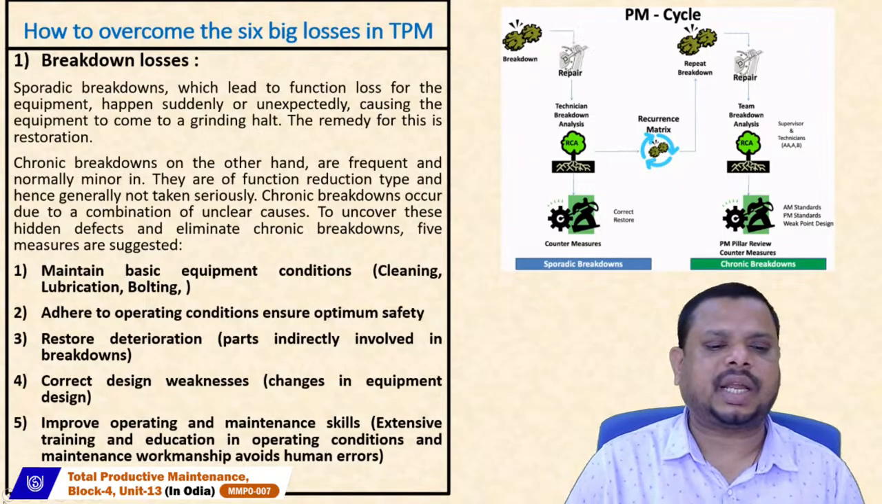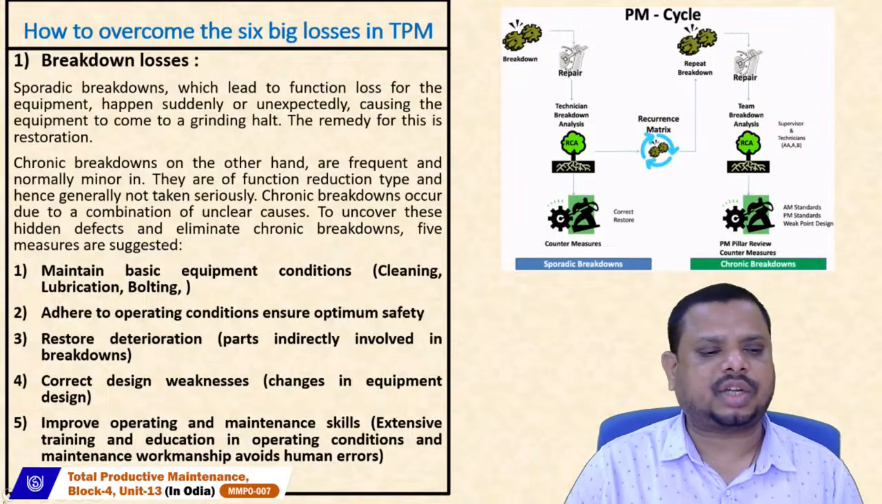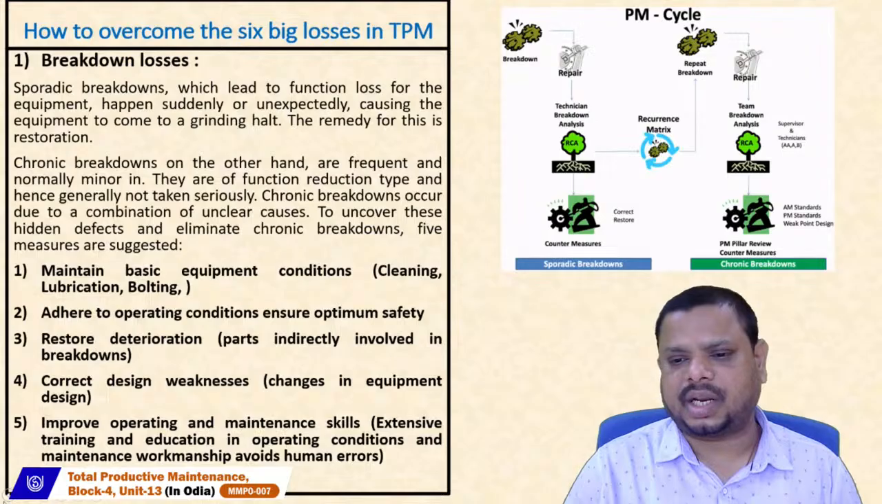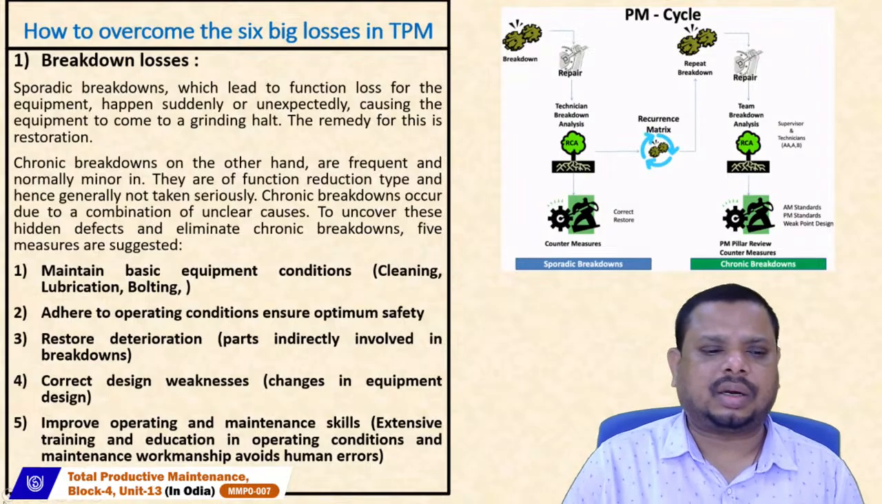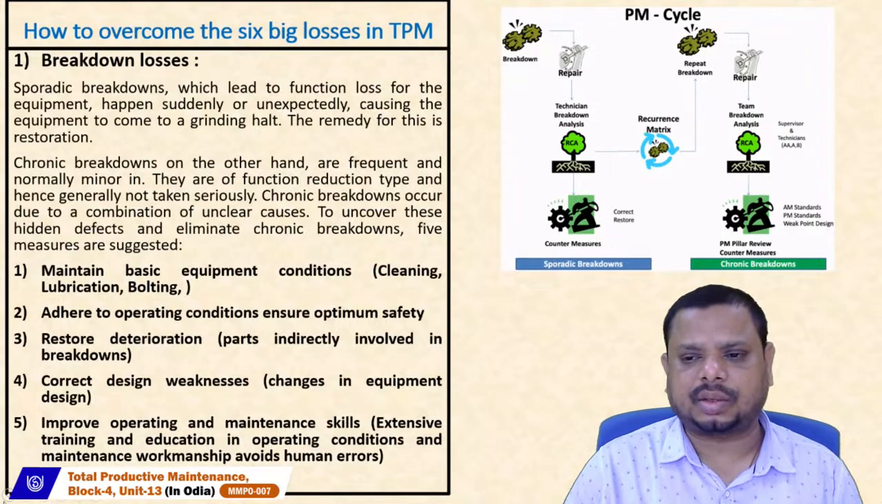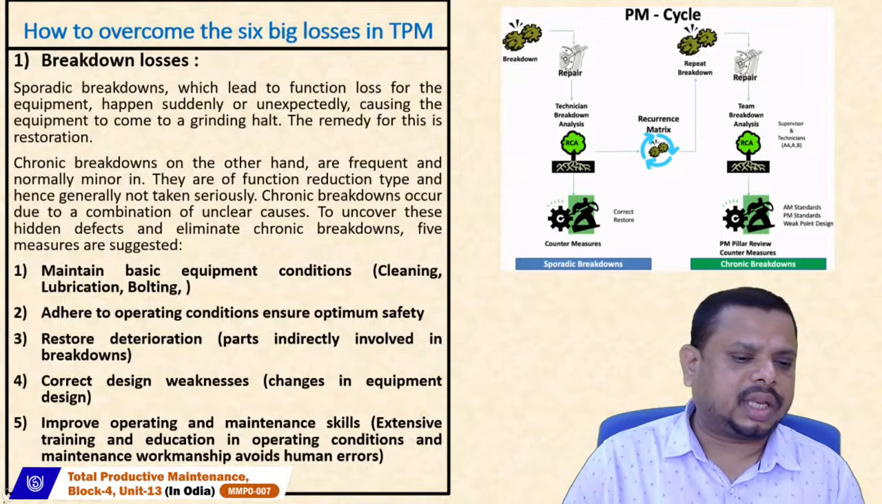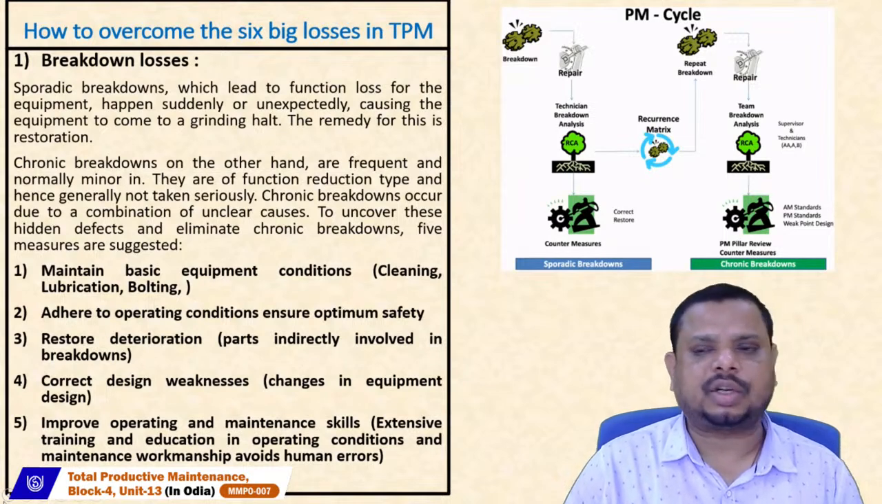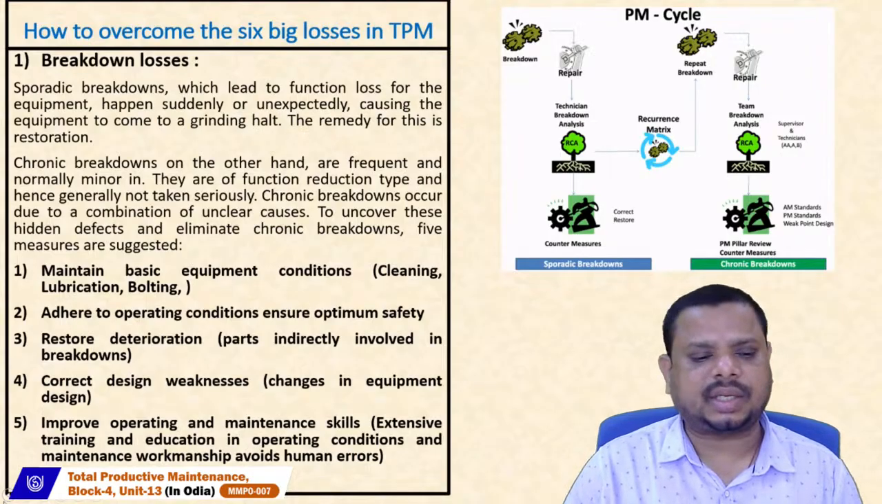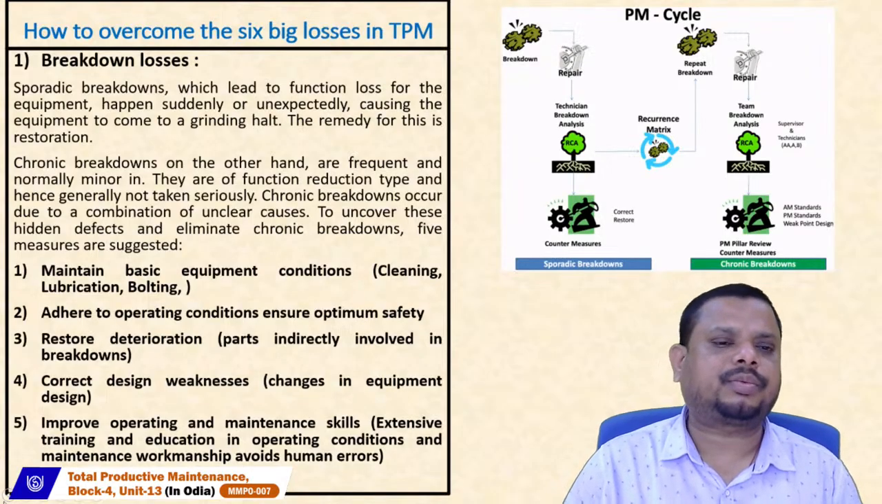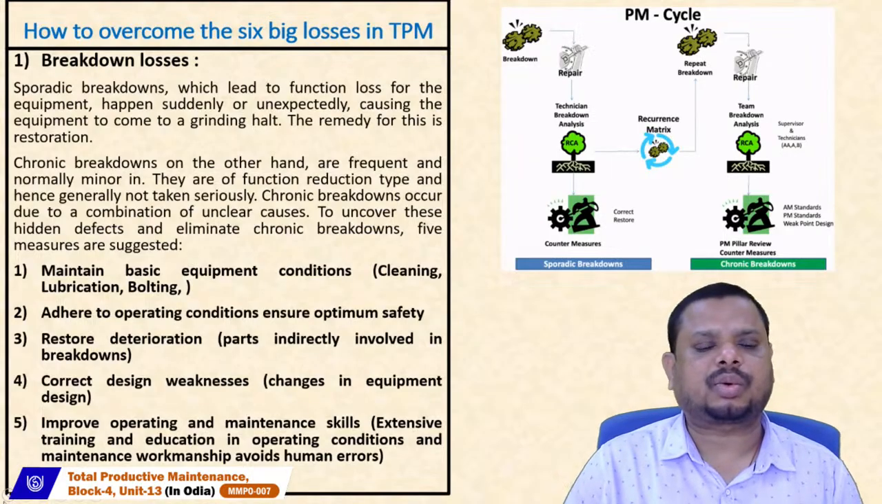Then the next one is correct design weaknesses. In that case, you have to change the equipment design. It is not possible for the operator, but you have to immediately inform the maintenance manager, so that the design weakness can be eliminated by changing the equipment design. If it is possible, then improve operating and maintenance skills. That means you have to go extensively for training and education in operating conditions and maintenance work to avoid human errors. So these are the five measures implemented in case of chronic breakdown.